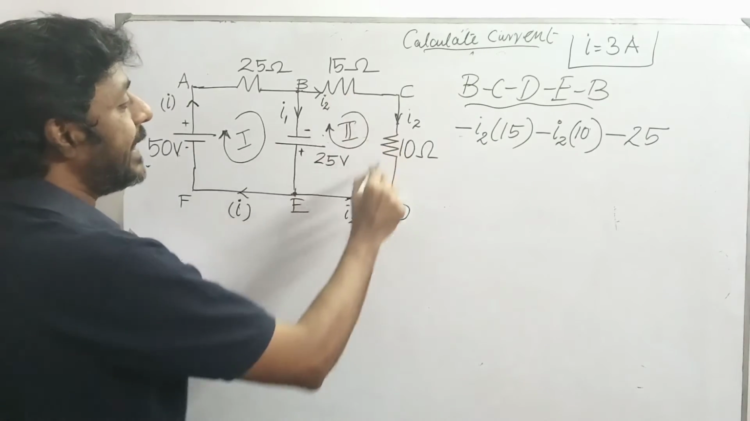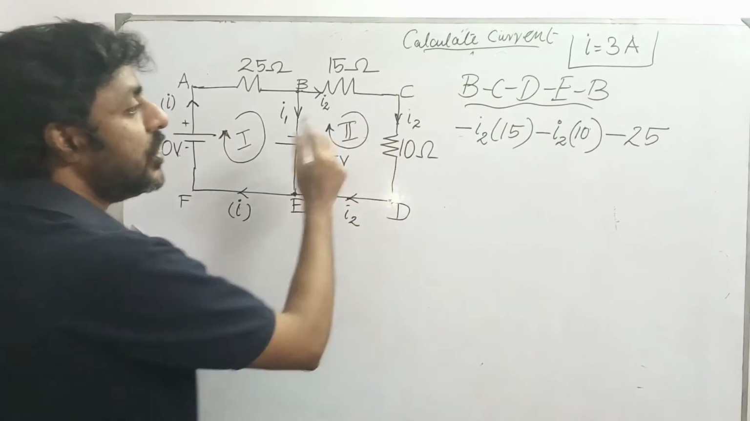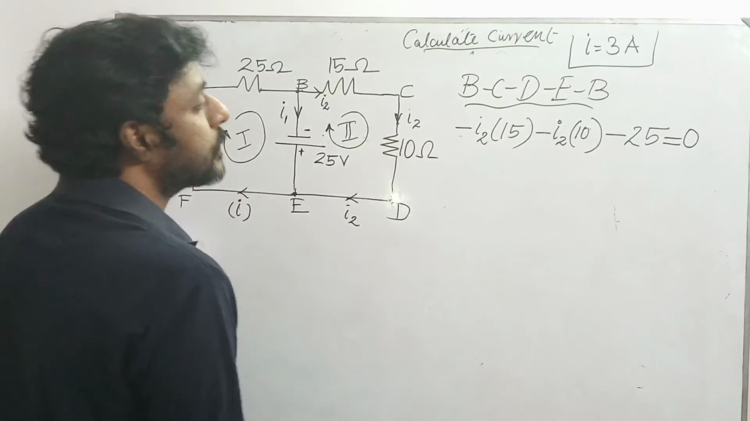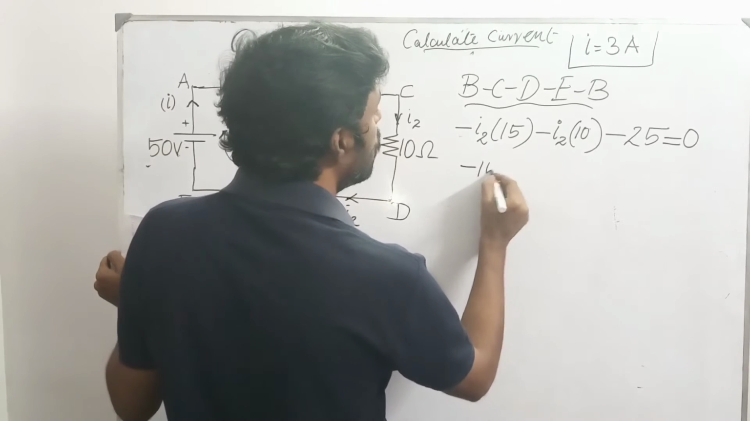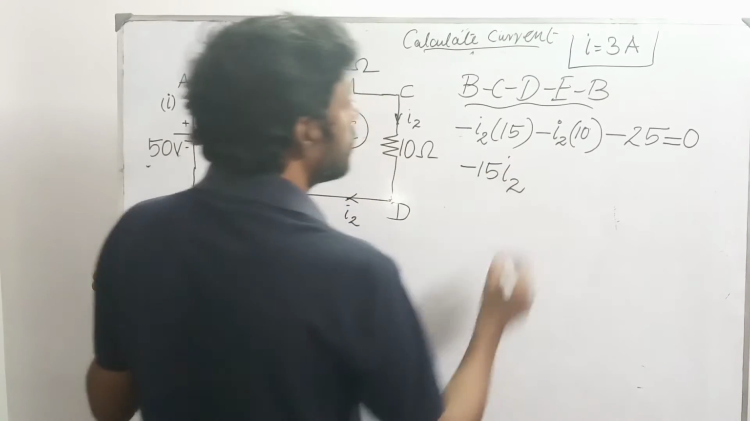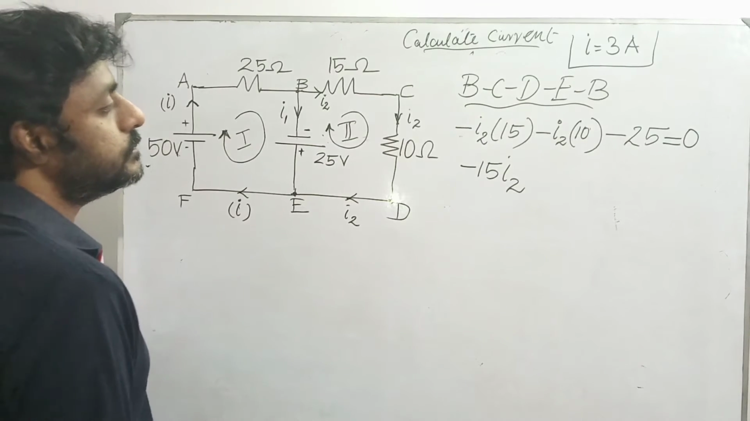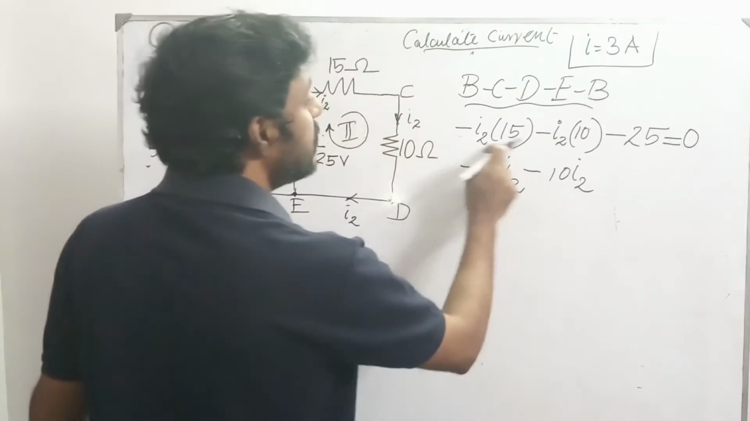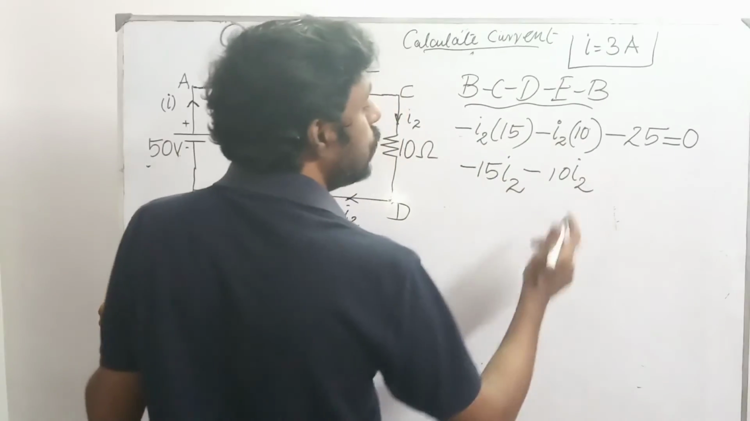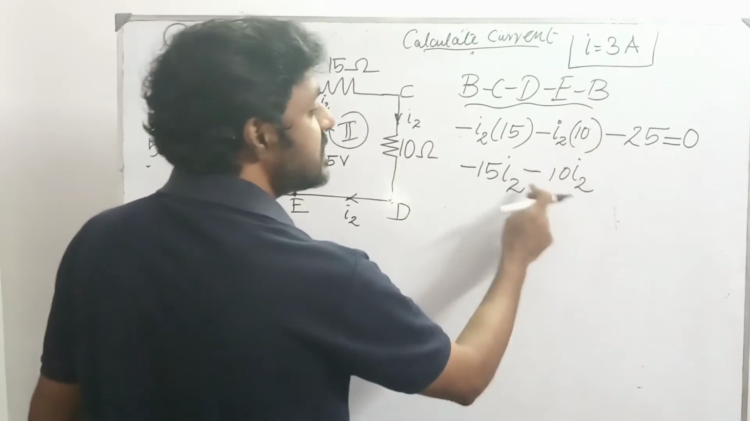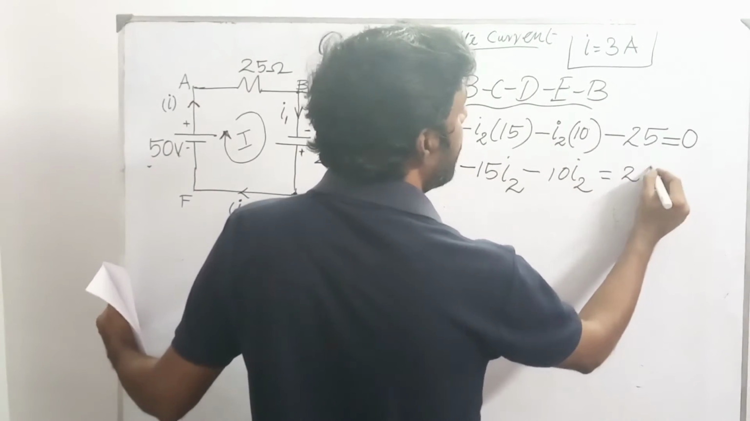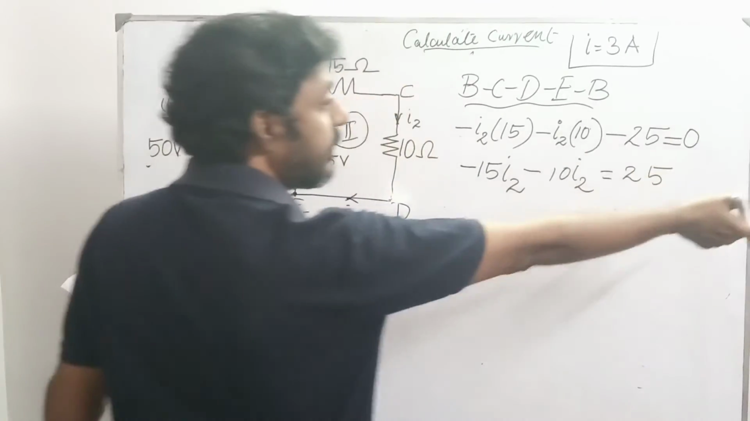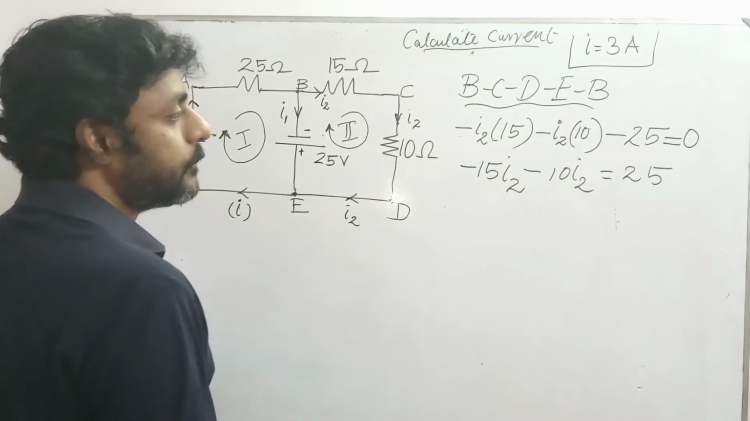25. That's all. The entire loop is completed. So finally I will equate it to 0. So what will happen? Minus 15I2 minus 10I2 minus 15I2 minus 10I2 is equal to 25. Right, I am taking this 25 to the right hand side, so it will become plus 25.